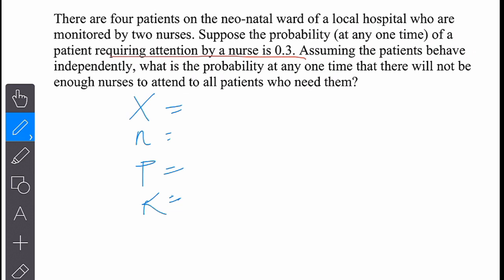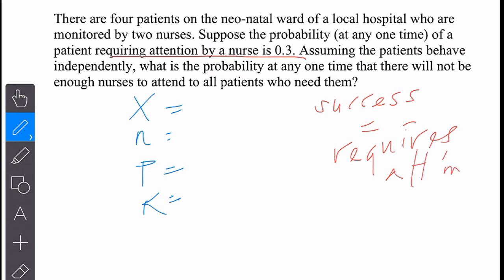Okay, requiring attention by a nurse. So that looks like that's the P part, right? That's the success, probability of success, requiring attention. So success is requiring attention. And so either none require attention, 1 requires attention, 2, 3, or all 4 require attention. There's 4, and the chance of requiring attention is 30%.